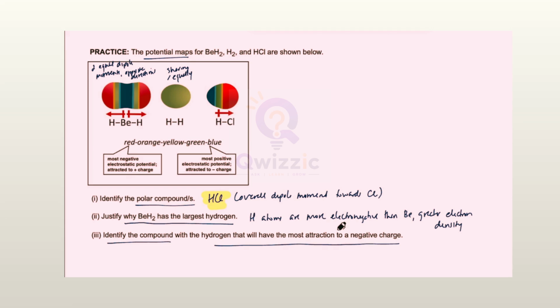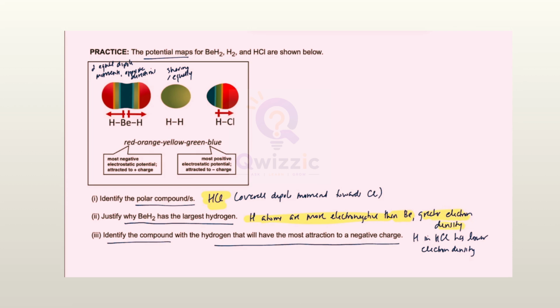As opposed to the hydrogen in HCl, we'll put H in HCl has lower electron density. Sorry, I just had to move that. That was going off the screen there. So again, the electrons spend more time around the hydrogen atoms in BeH₂ than in HCl. So we'll put H atoms are more electronegative than beryllium, so it has greater electron density.